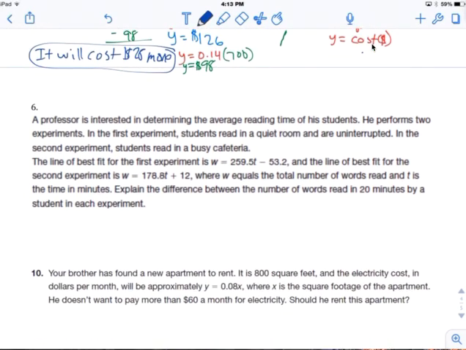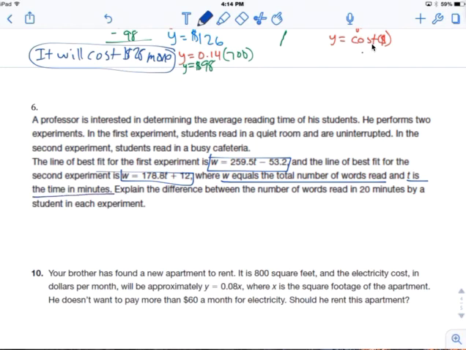I'm tired, guys. Please read this. It's all self-explanatory. A professor is interested in determining the average reading time of his students. He performs two experiments. In the first experiment, the students read in a quiet room and are uninterrupted. In the second experiment, they read in a busy cafeteria. The line of best fit in the first experiment is this. The line of best fit of the second one is this, where W equals the total number of words read, where T is the time in minutes.